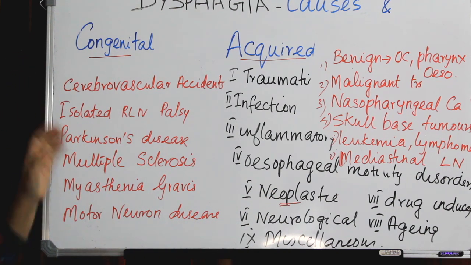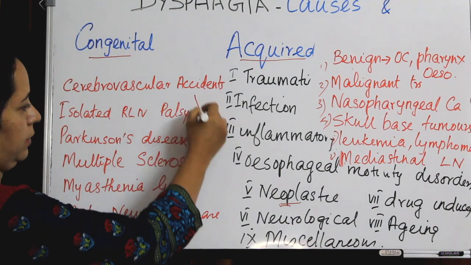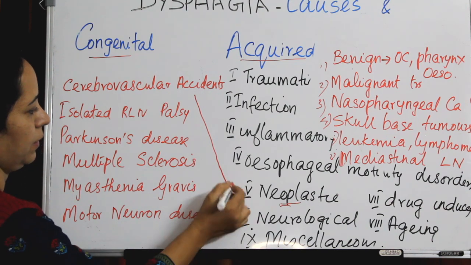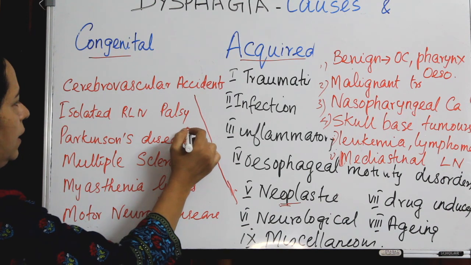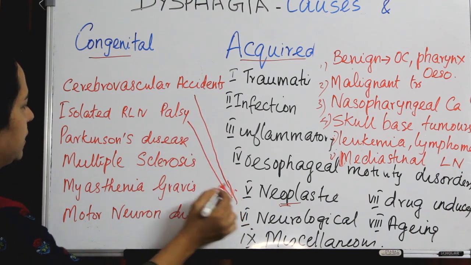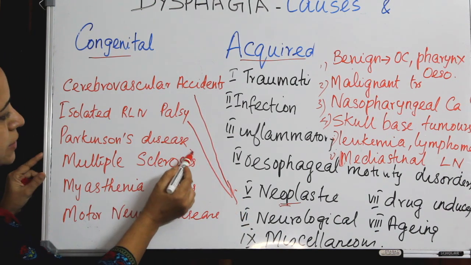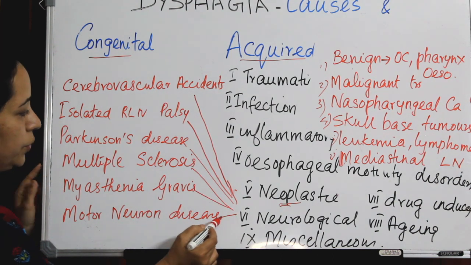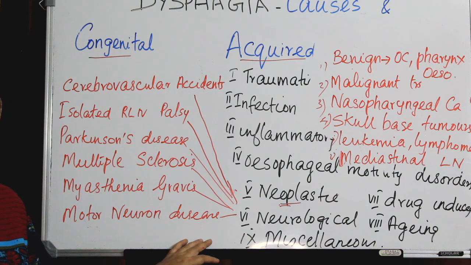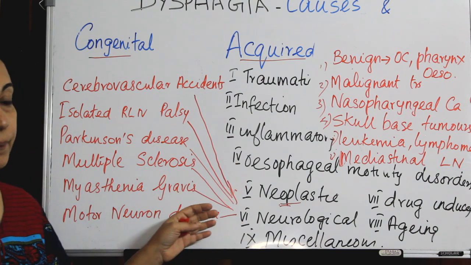Or it can be due to isolated neurological causes: isolated recurrent laryngeal nerve palsy, or Parkinson's disease, or multiple sclerosis, myasthenia gravis or motor neuron disease. All these can cause dysphagia.